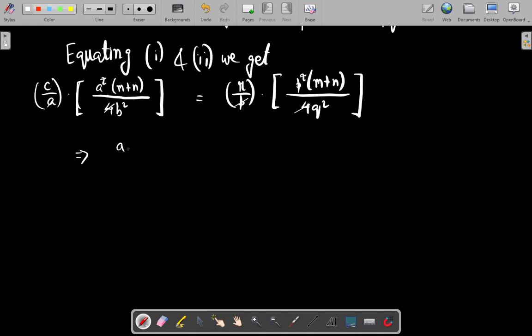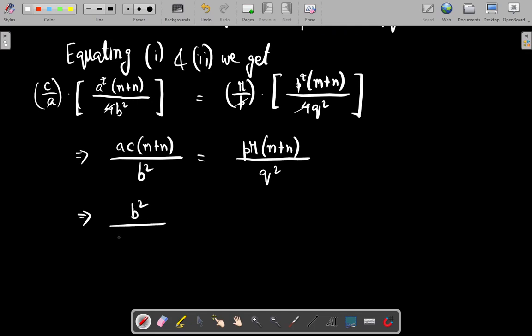So we are left with ac times m plus n upon b square is equal to, here only a single p is left, it was p square before, so pr times m plus n upon q square. Let me reciprocal both sides again. So this will give me b square upon ac times m plus n is equal to q square upon pr times m plus n. This m plus n will cancel out as both of these terms are in the denominator.